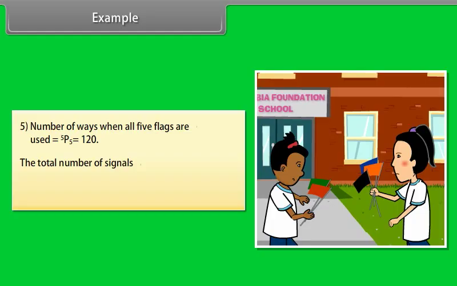The total number of signals is equal to 5 plus 20 plus 60 plus 120 plus 120 is equal to 325.